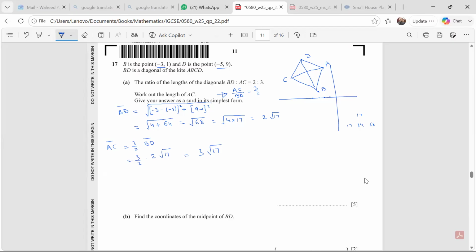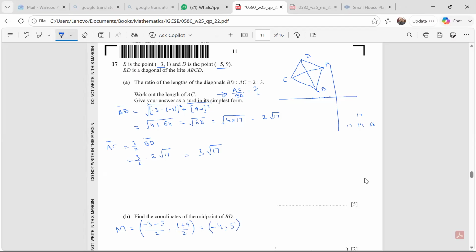Find the coordinates of the midpoint of BD. Let me call this midpoint M. How do we find it? It is the midpoint of these two, so it is minus 3 minus 5 over 2 and 1 plus 9 over 2. Minus 3 minus 5 is minus 8, over 2 is minus 4, and 9 plus 1 is 10, over 2 is 5.